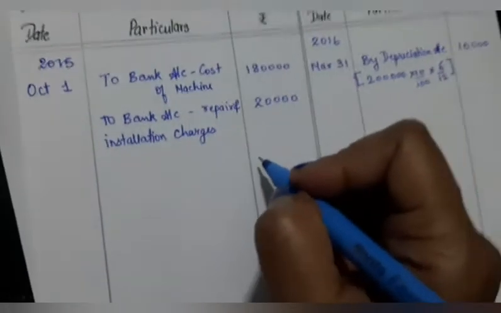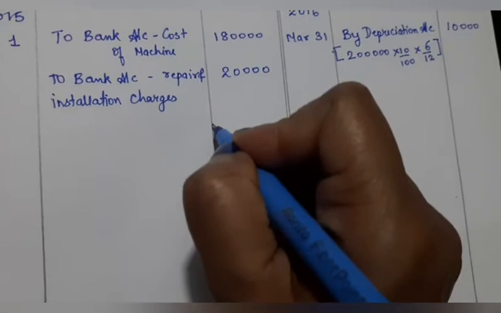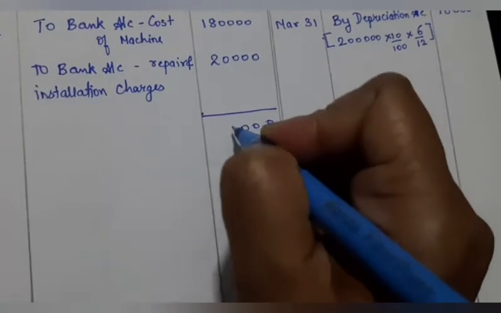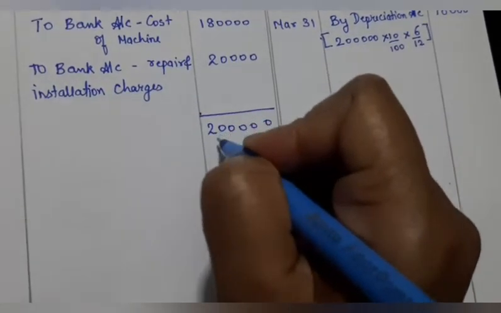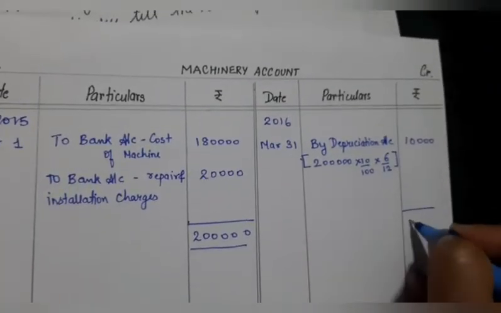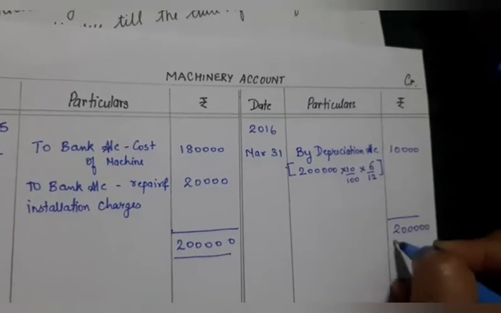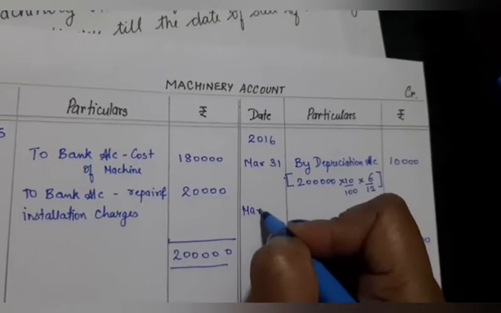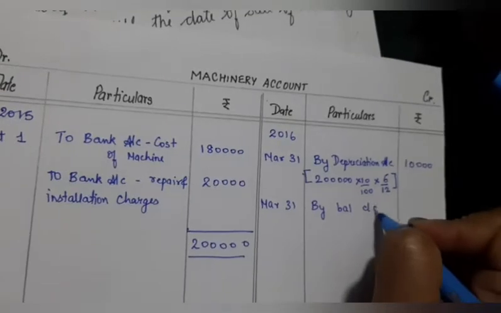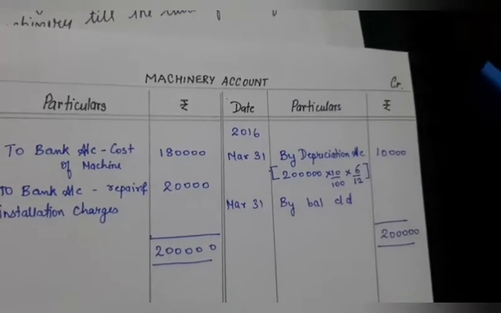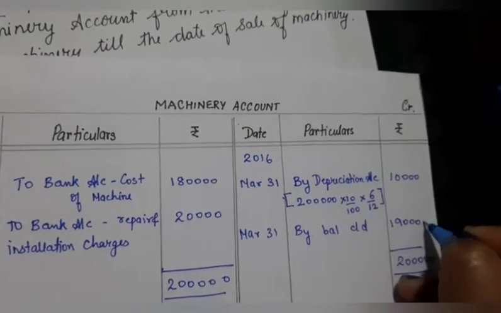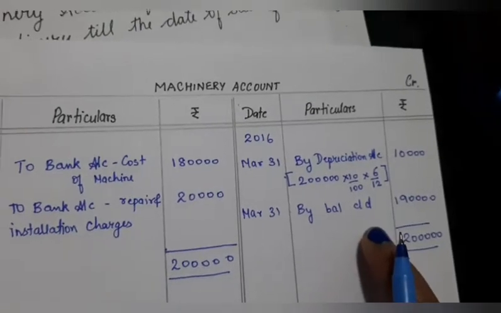Okay, when you close this account, you can see that our debit side is more. So how much is the total amount you are getting? Here you will get an amount of 2 lakh. Total of debit side is 2 lakh. So here also you will write 2 lakh as the total amount and write down March 31st, by balance carried down. What is the difference? You can find that the credit side is short by 1,90,000.